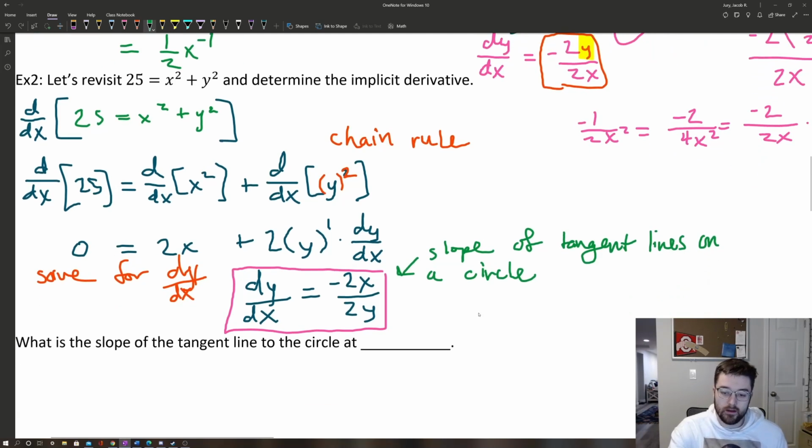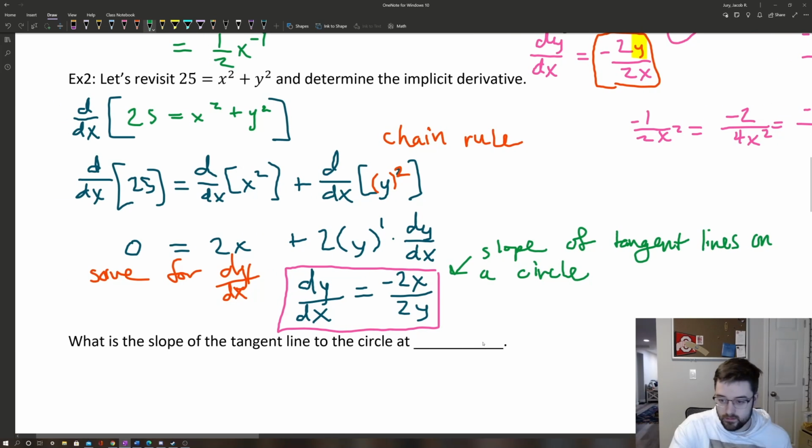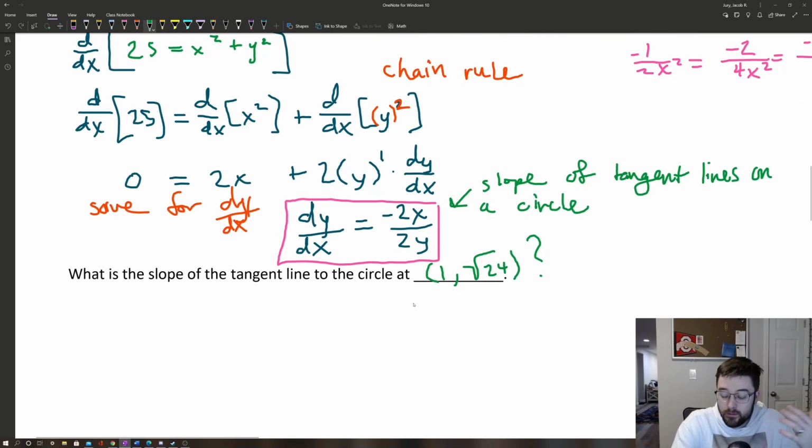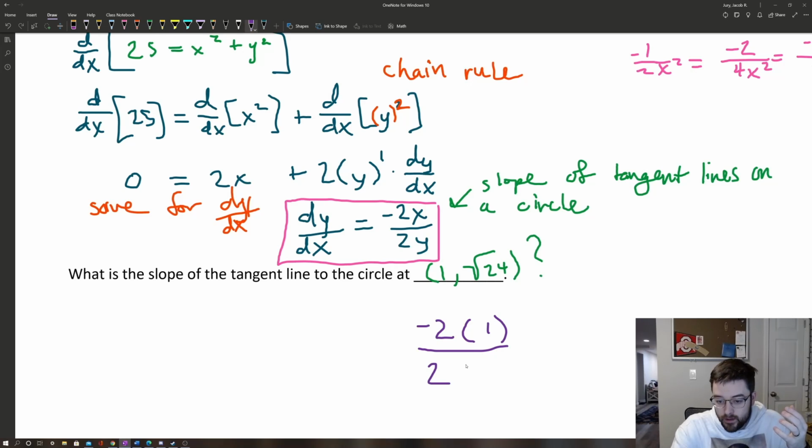Yeah. And if we were going to utilize this information, we look at what's the slope of the tangent line to this circle that we're talking about in example 2 at, well, I know a point on the circle, it's (1, radical 24). I should have a question mark there. What's the slope of the tangent line to the circle at (1, radical 24)? And so if we wanted to figure that out, we can substitute, plug in the x, 1, and the y, radical 24, into our derivative equation that we just found.